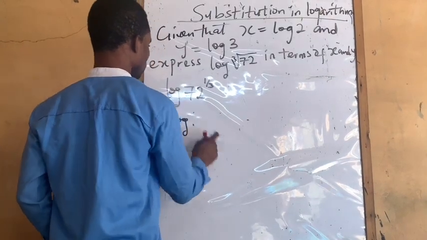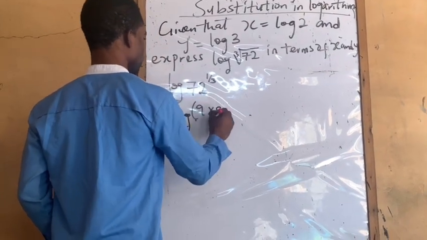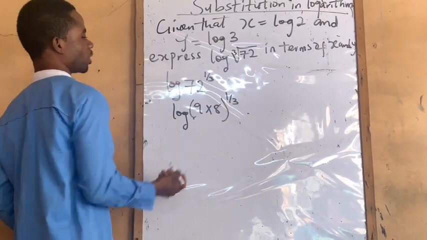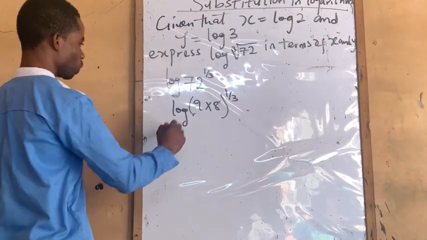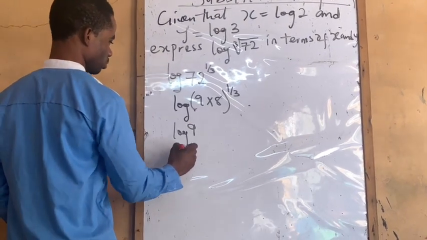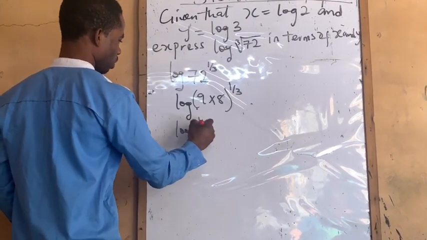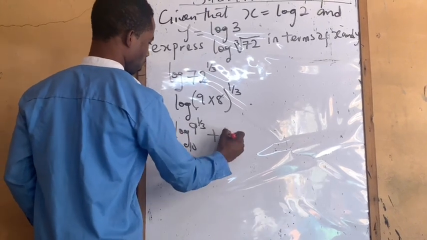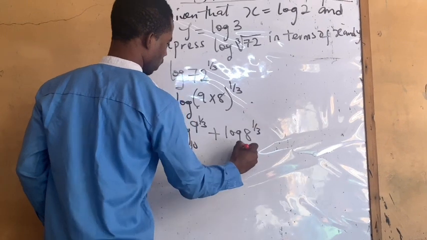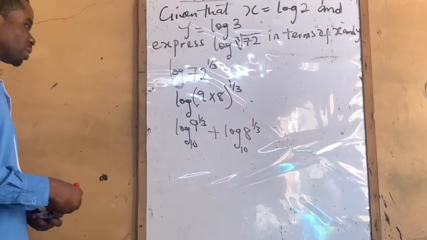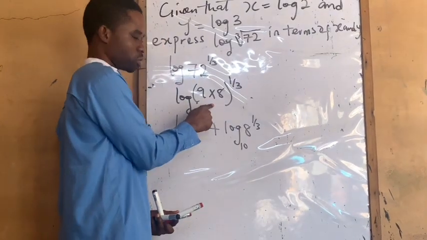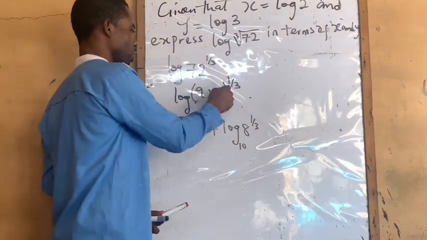We all know that the natural base is base 10, which also means I can write it as 1 over 3 log 9 base 10 plus log 8 base 10. As you all know, the addition of logs changes to multiplication, and this is meant for this and this.